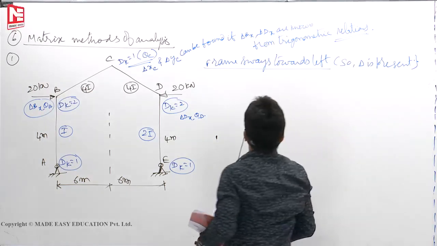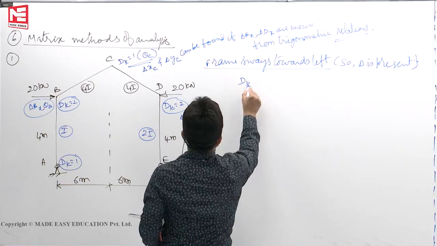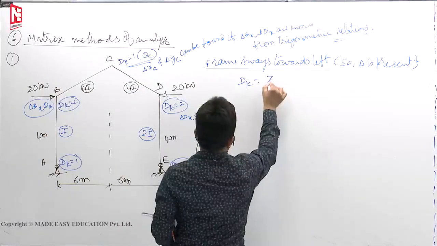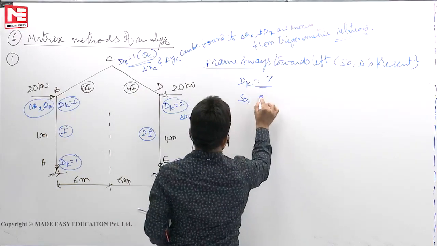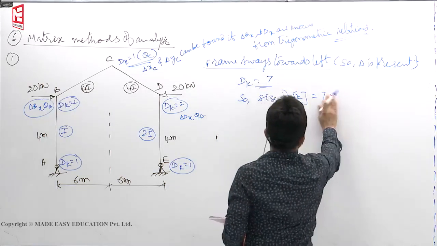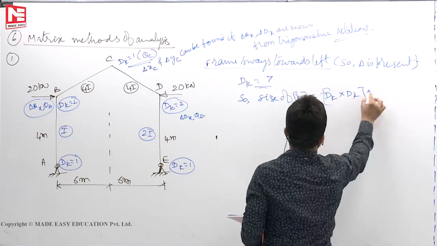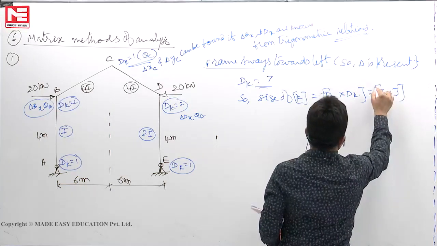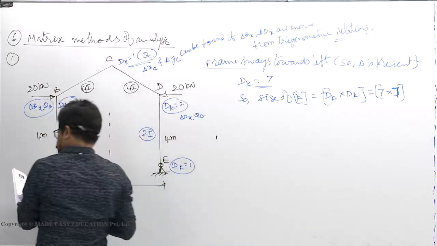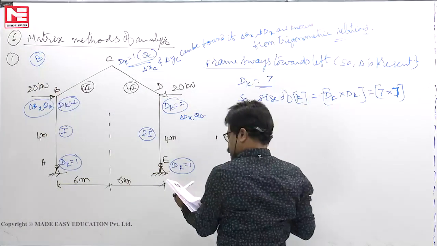Okay. So now total dk is 7. 2 plus 1, 3, 6 plus 1, 7. So size of k, dk by dk, is 7 by 7. So first question, B is the answer. Next, second one.